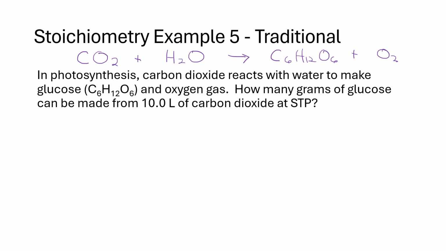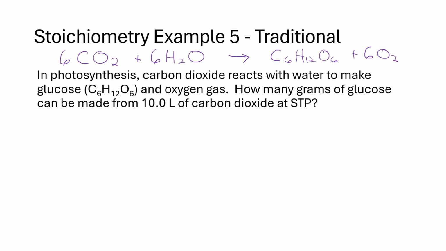CO2 gives us carbon on the left. Carbon is in glucose on the right. I need 6 carbons because glucose has 6. So over on the left-hand side, I'm going to put 6 in front of CO2. For hydrogen, I have 12 on the right-hand side in glucose, so I'm going to need a coefficient of 6 in front of water. And then it works out to make the oxygens balance. I'm going to need to put a 6 in front of O2.